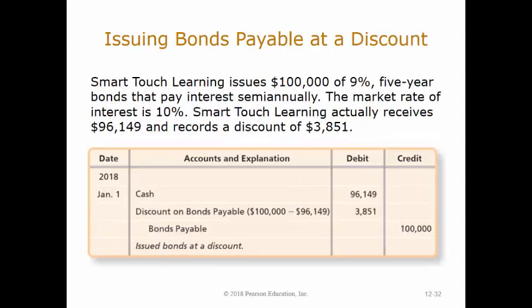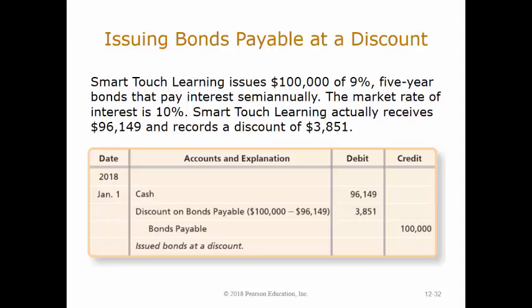We know that market conditions may force a company such as Smart Touch Learning to accept a discounted price for its bonds. Suppose Smart Touch Learning issues $100,000 of its 9% 5-year bonds that pay interest semi-annually when the market interest rate is 10%. The market price of the bonds drops to 96.149, which means 96.149% of face value.